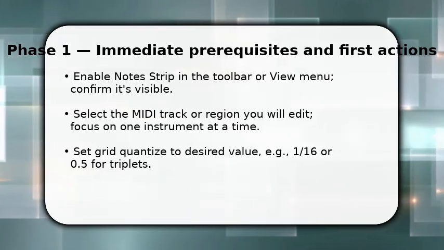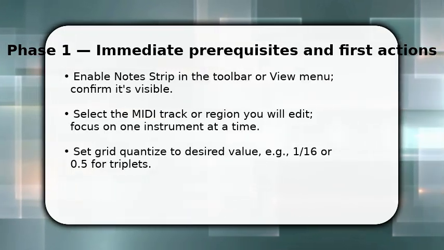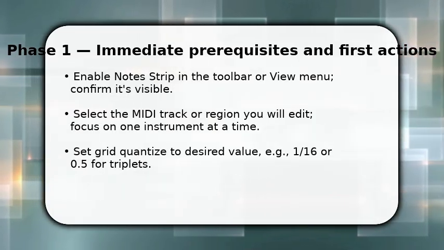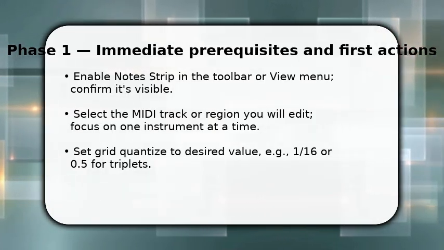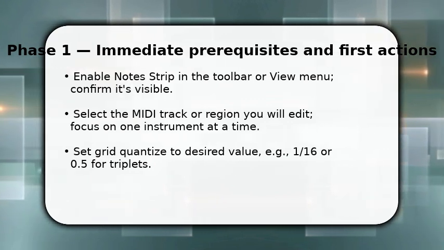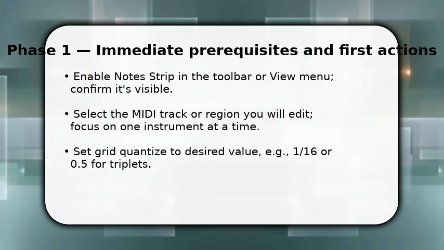Make sure your device input is armed and latency compensation is on, so what you hear matches what you change. Also confirm velocity view and snapping options. These small toggles determine whether your adjustments are precise or approximate as you proceed.